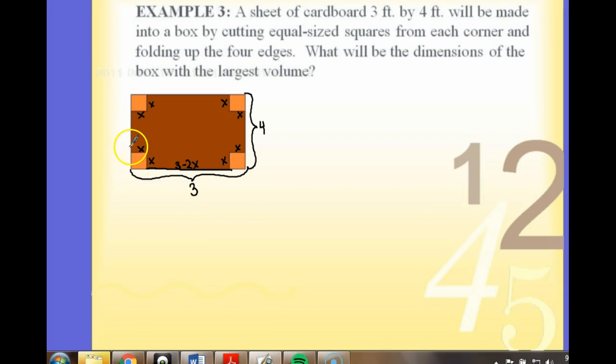Which means this piece right here would be, yep, and your height is x. So we have length, width, and height. So volume is length times width times height. Well, the length is 3 minus 2x. The width is 4 minus 2x. The height is x. You take the derivative of that, I guess.